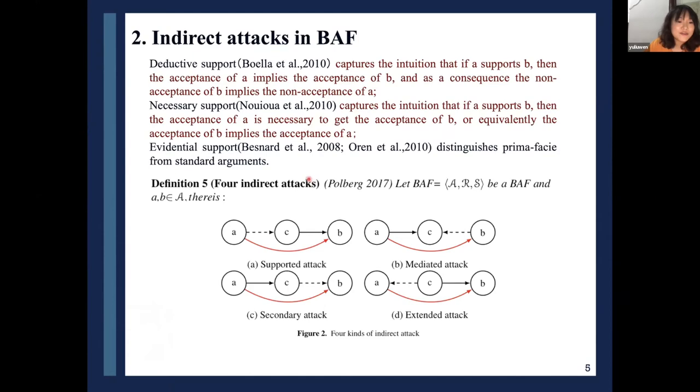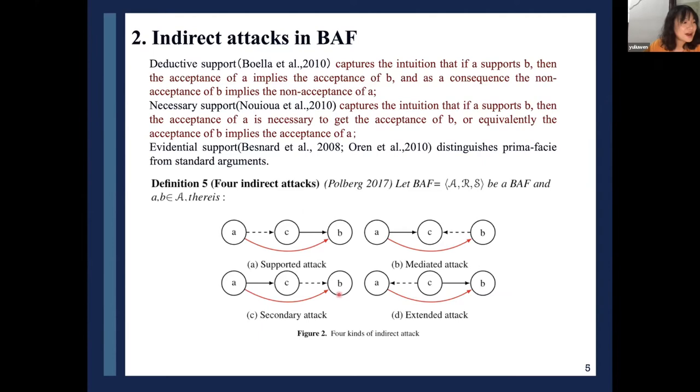While the evidential support distinguishes prima facie from standard arguments, where prima facie arguments do not require any support from others, while standard arguments must be supported by at least one prima facie argument. So here we can see the evidential support is very different from the other two. So next we are going to talk mainly about deductive support and necessary support, and leave the evidential support out of this presentation. But you can find the details in our paper. So here, you can see figure two.